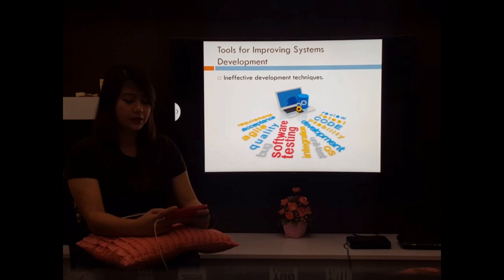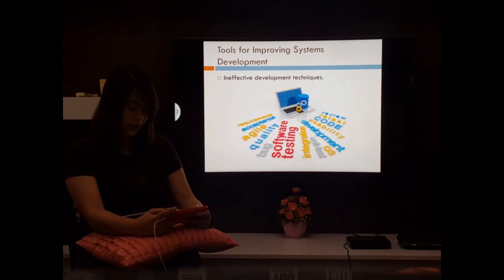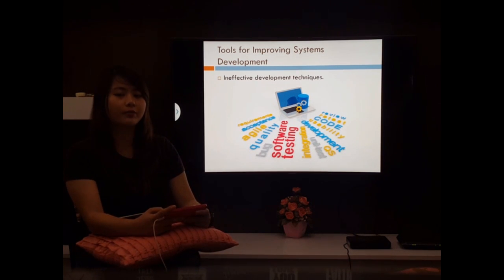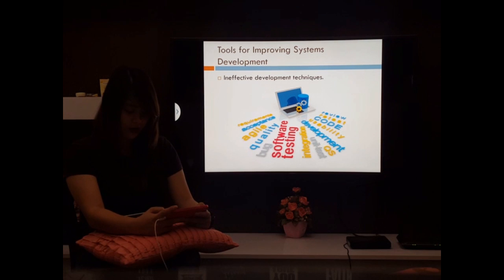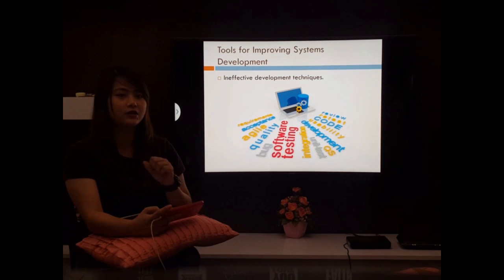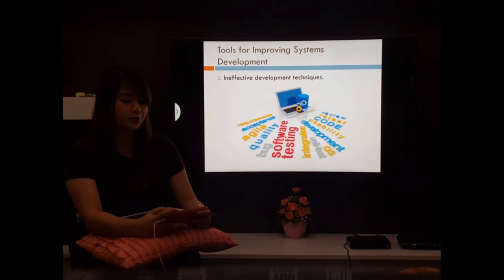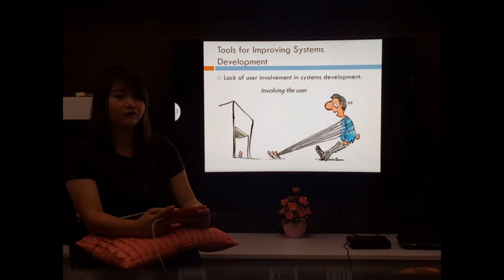The next problem is ineffective development techniques. The problems cited in the poorly specified systems requirements are amplified by ineffective techniques for presenting, documenting, and modifying the system's development. So, the use of computer-based graphic software that permits the original design and changes to be made electronically considerably improves the situation. Next problem is the lack of user involvement.